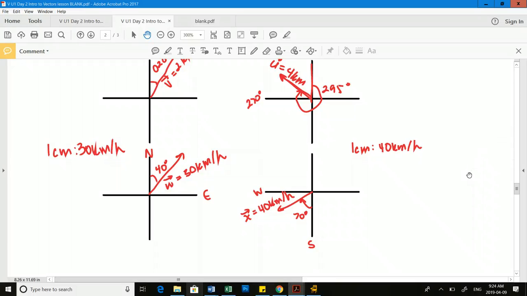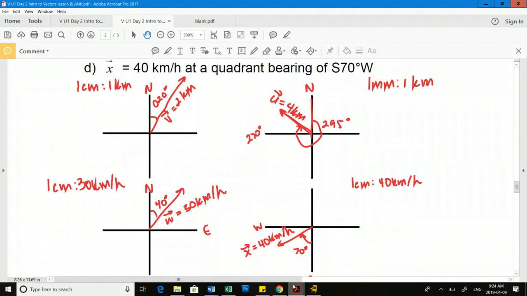Okay, so you guys are going to try your best to make sure that you have a ruler and a protractor so that you can get some of these angles and scale drawings as close as you can to your scale. Any questions for this so far?